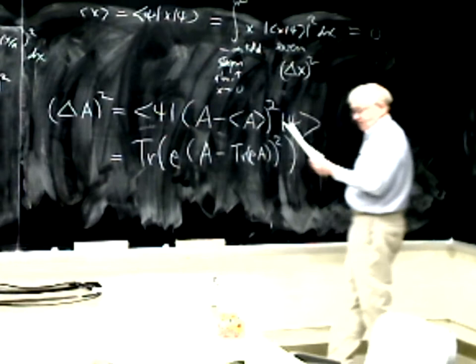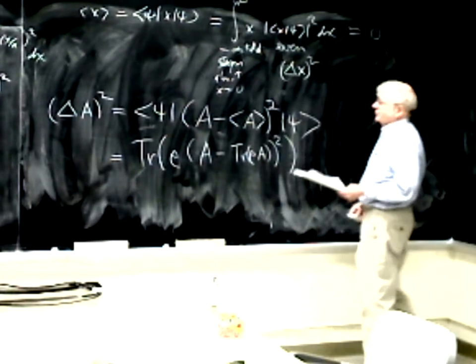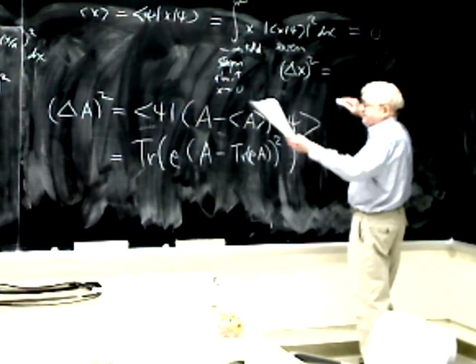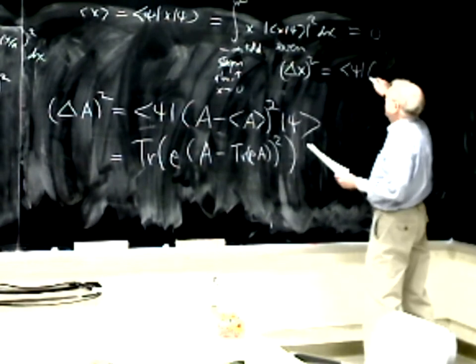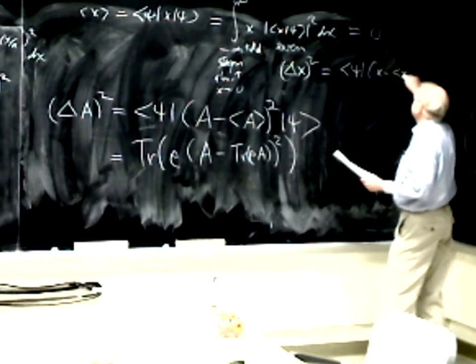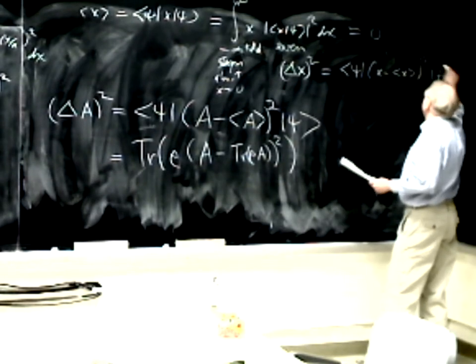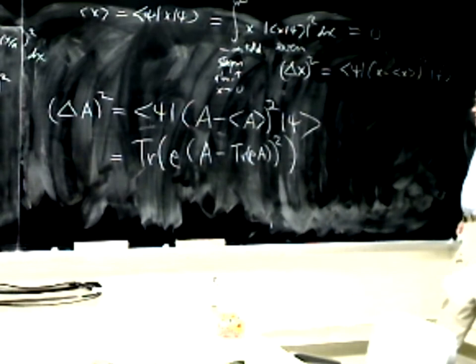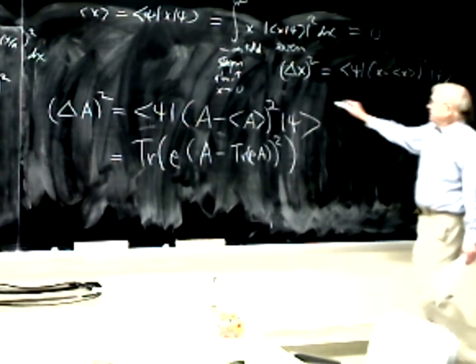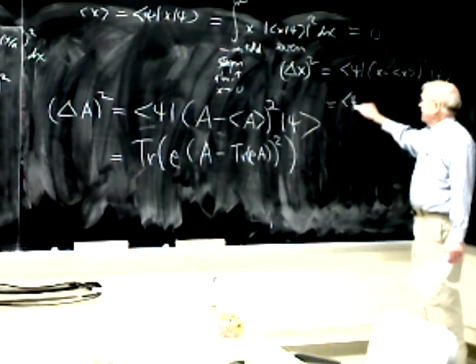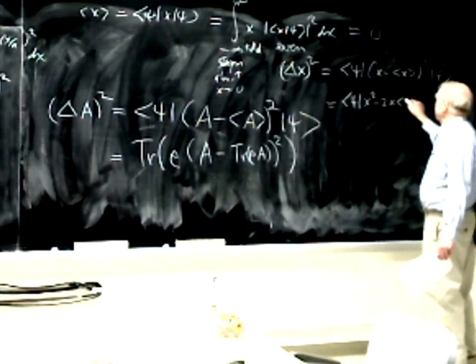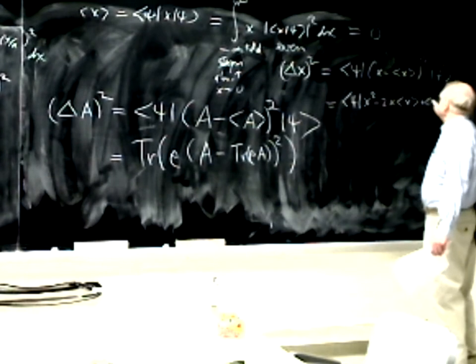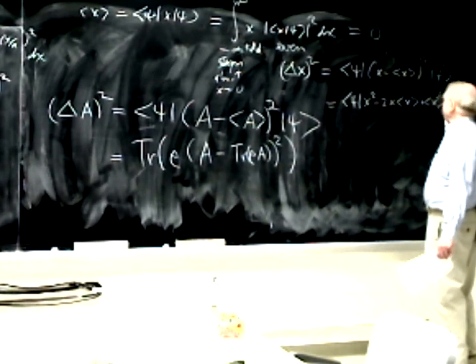So in particular, the dispersion in position for a particle in the state psi described by this Gaussian wave function is the mean value of (x minus the mean value of x) squared in the state psi. And now this is a little bit simpler, because when you multiply that out, you get x squared minus 2x times the mean value of x plus the mean value of x squared, times psi.